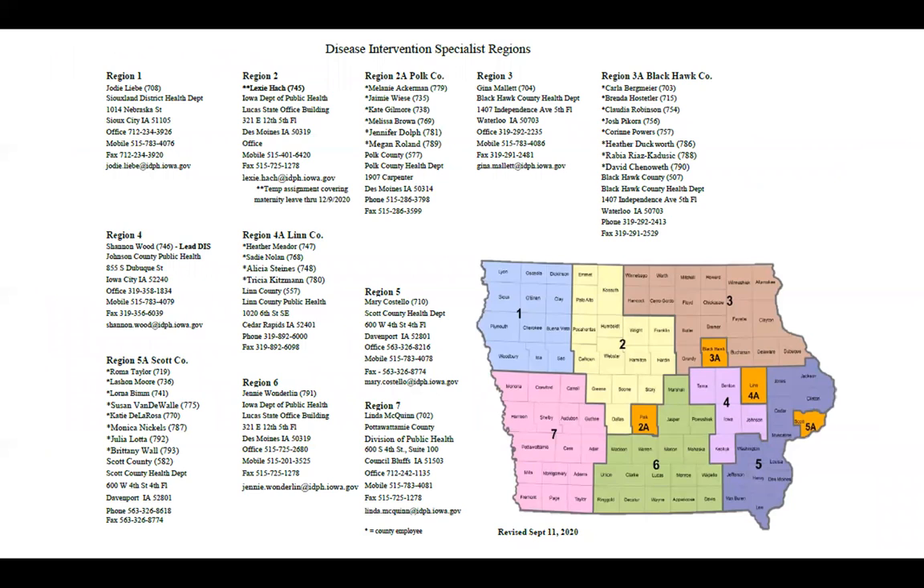And just as a point of reference, this is the map of your disease intervention specialist regions. As you can see, there are several geographic regions across the state of Iowa, and we also have 4 counties that have county level disease intervention specialists. These are all listed here. This map will also be made available in your supplemental materials, which can be printed and kept on file. Keep in mind that this map can change from time to time, so we'll also include a link to where this lives on the Iowa Department of Public Health's webpage, so that you can access that regularly and routinely as needed.